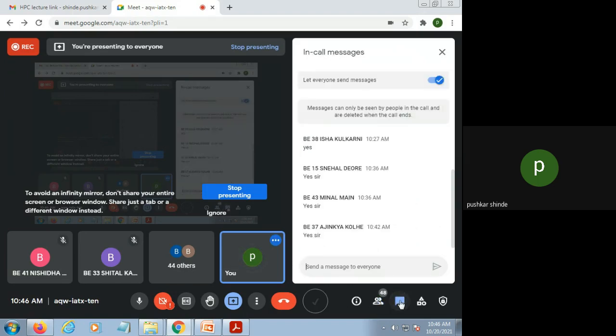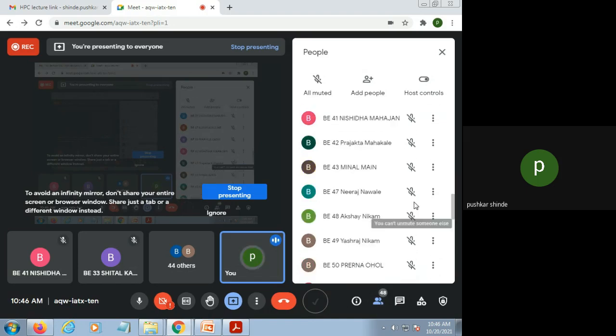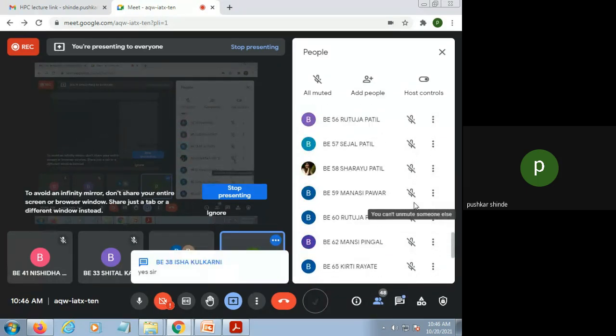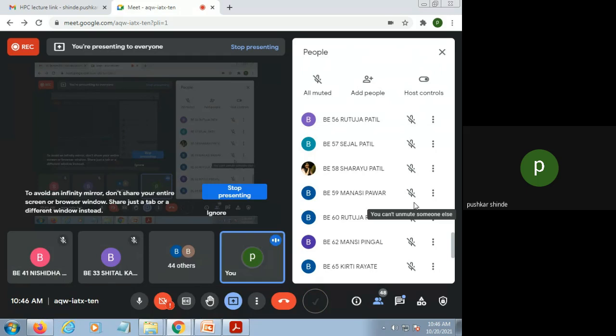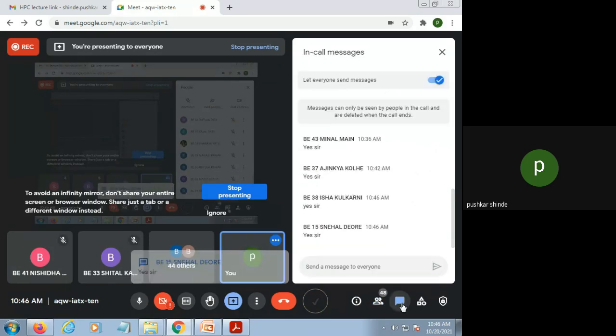Yes, students. Isha, Snehal, Meenal, Ajinkya, others, Neeraj, Amruta, Rutuja, others also. Yes, getting this, how odd even transposition works? Okay.